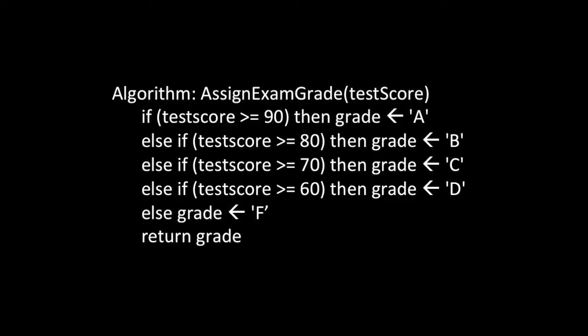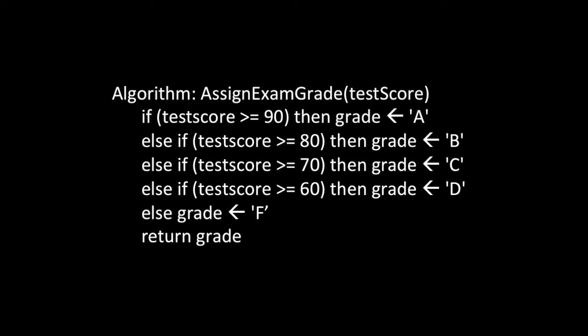Another thing we might do to look at how ifs work is to try to assign grades for exam scores. In other words, if you make a 73, then you get a C. If you make a 95, then you get an A, and so forth. So here's my algorithm. I'll call it assign exam grade, and it takes a variable called test score as an argument.